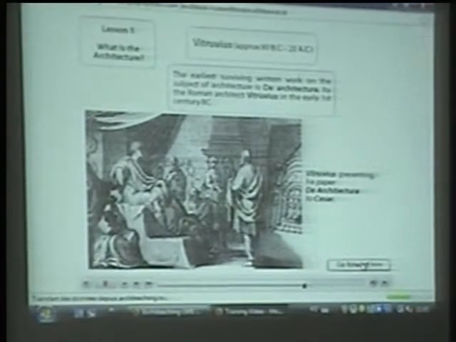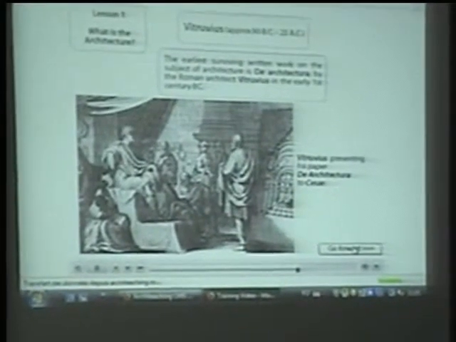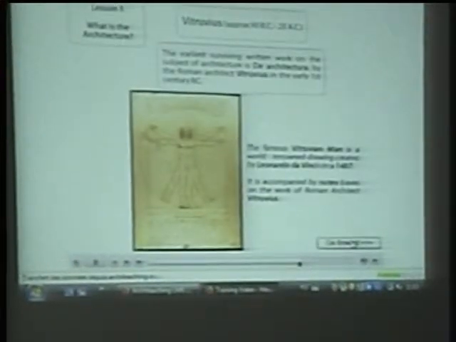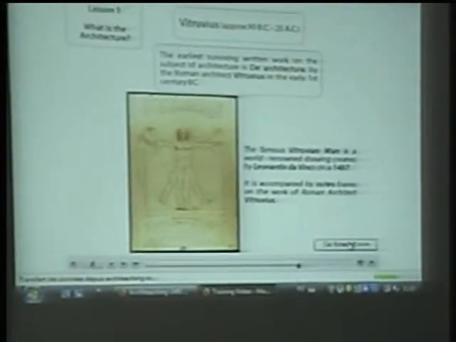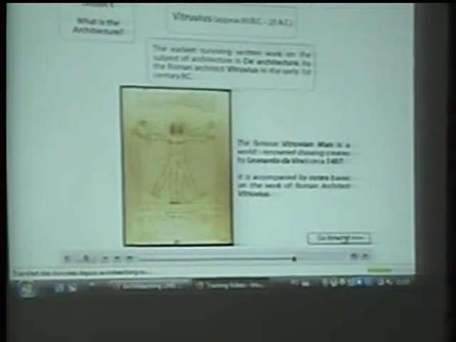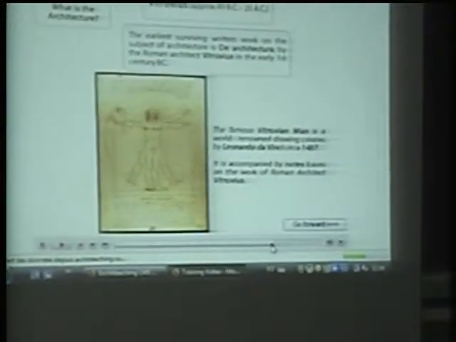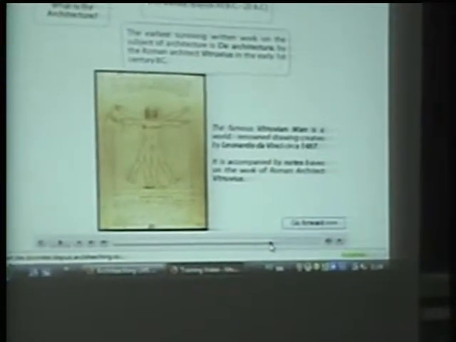Vitruvius presenting his paper, De Architectura, to Caesar. The earliest surviving written work on the subject of architecture is the De Architectura by the Roman architect Vitruvius in the early 1st century BC. The famous Vitruvian Man is a world renowned drawing created by Leonardo da Vinci. It's accompanied by notes based on the work of Roman architect Vitruvius.